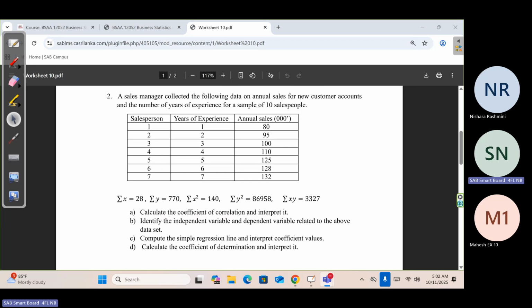Then we did only one quiz, no? It's from the summary questions.